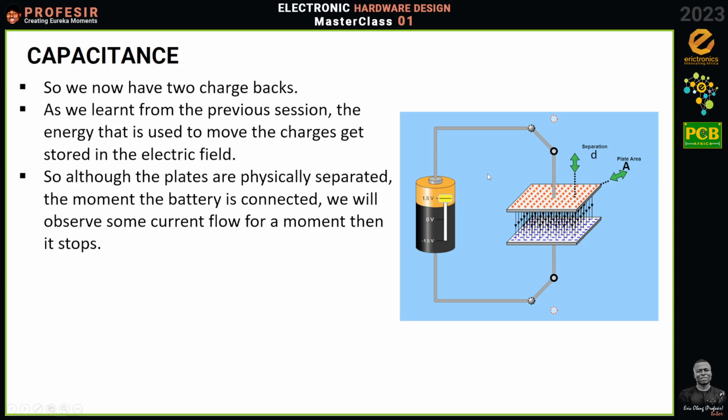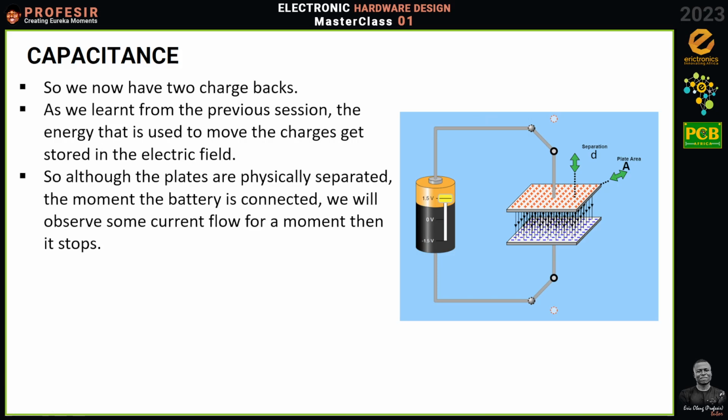Okay, so now let's go through the notes. We learned previously that the energy used to move the charges gets stored in the electric field. We know this, right? So although the plates are physically separated, the moment the battery is connected, we will observe some current flow. We have a physical space between the plates, but if we hook up an ammeter and connect the battery, we will see briefly that there is current flow.